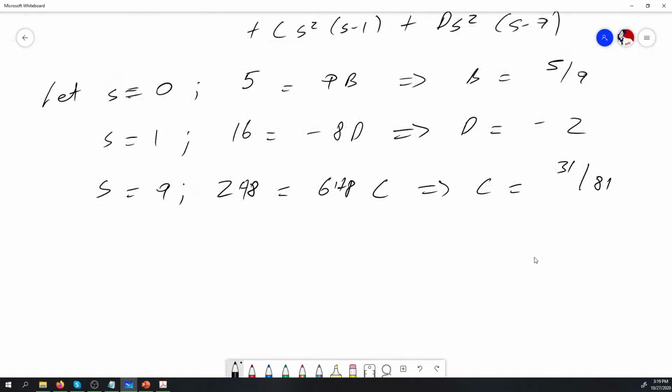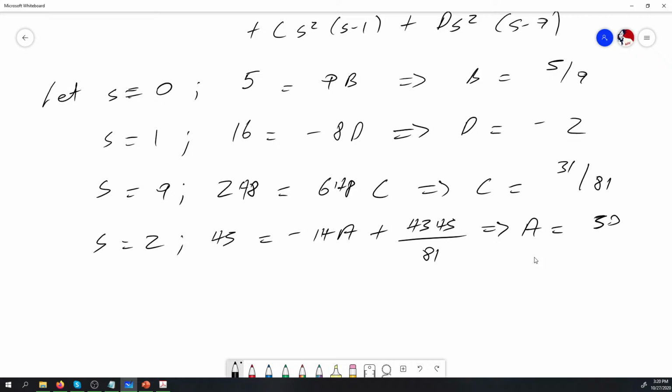And then when s here is equal to 2, we solve for our last factor. We get 45 equal to minus 14a plus 4345 by 81. Means a here, when you resolve that, it's going to be 50 divided by 81.